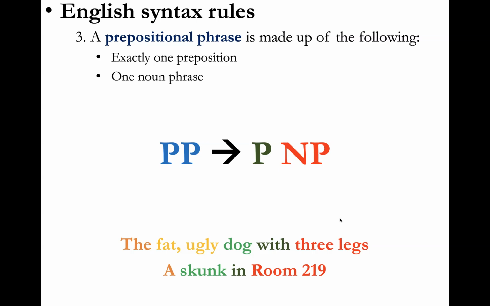Look at this one. A skunk in room 219. A determiner, skunk, noun, in, preposition, room 219. Room is a noun, 219 is a noun in this case, so that's a noun phrase. P and P, so then in room 219 is the prepositional phrase. All right.